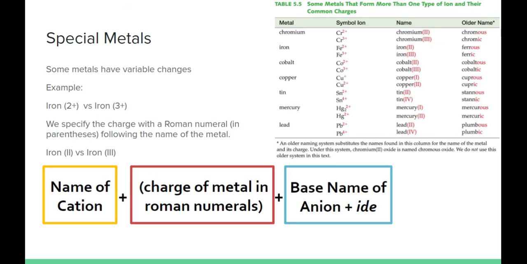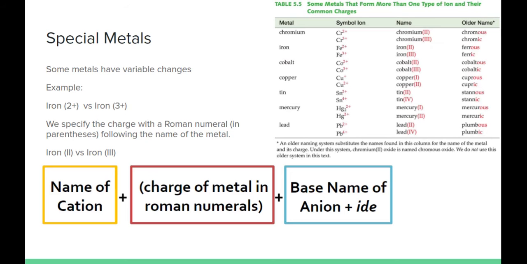The way we specify the difference is when we name the compound, we would say iron and then put in parentheses the Roman numeral of the charge. So in this case, you would have iron and then in parentheses the Roman numeral for 2, and then iron in parentheses the Roman numeral for 3. So that's how it changes how we name it as well. We would name the cation, which is iron, and then the Roman numeral 2 or 3, and then the anion. I'll give you an example of how we do this in just a second.